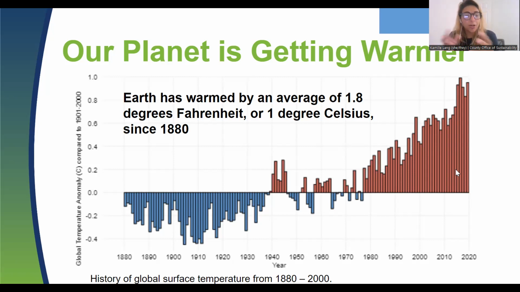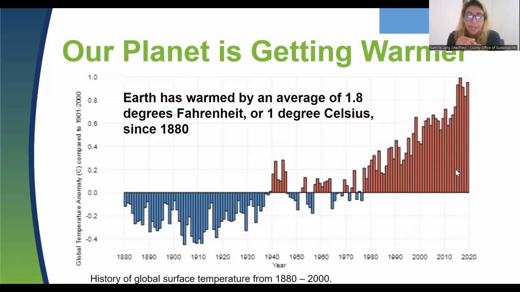1.8 degrees Fahrenheit, I know it doesn't sound like a lot, right? I can hear that it's not even 2 degrees Fahrenheit. What's the big deal here? But if you think about our planet as a system. If you think about your body as a system, when your temperature goes up, even 2 degrees, what do we call that?